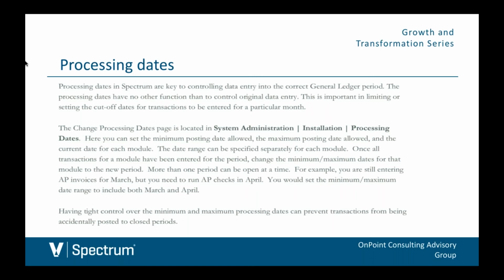So having a tight control on that prevents transactions from being posted to older closed periods or even bogus future periods, so that you can't accidentally key in 22, 21 or something like that, and have to worry about reversing that then. So it will keep everything within a tight time frame.